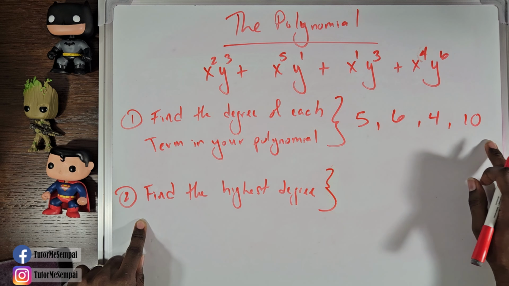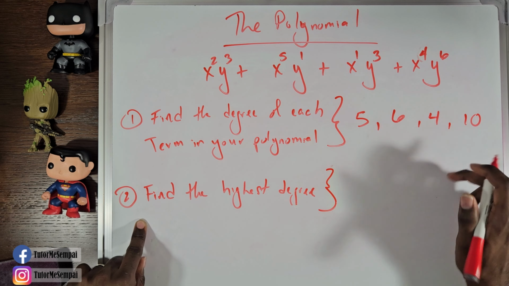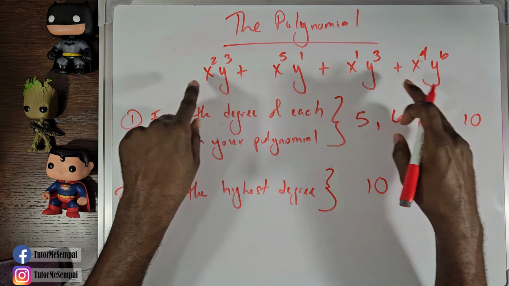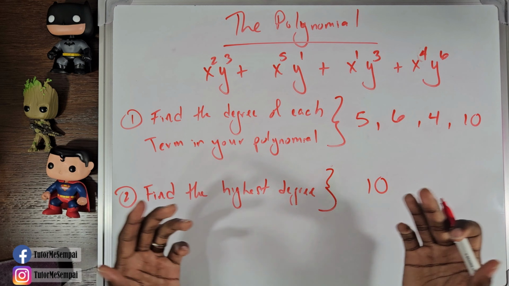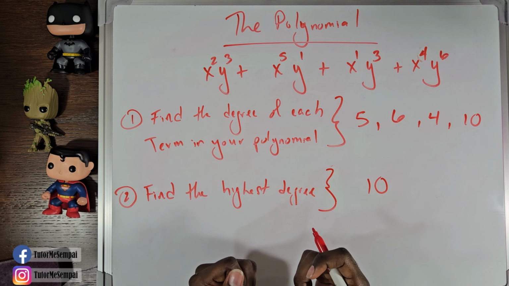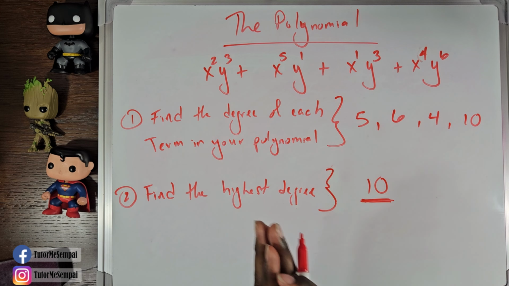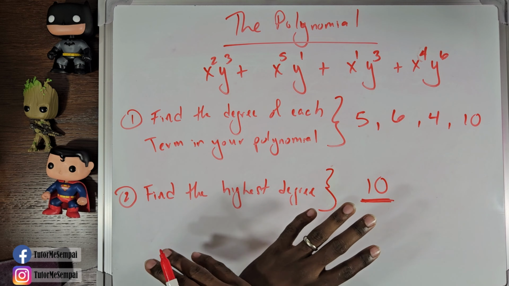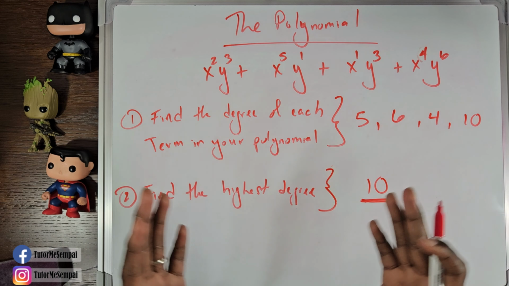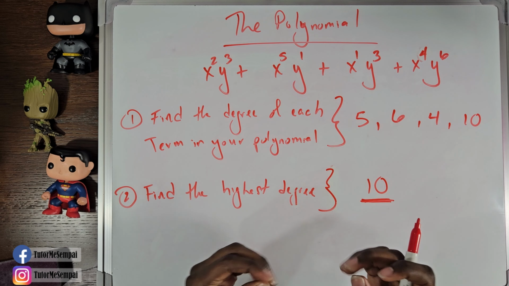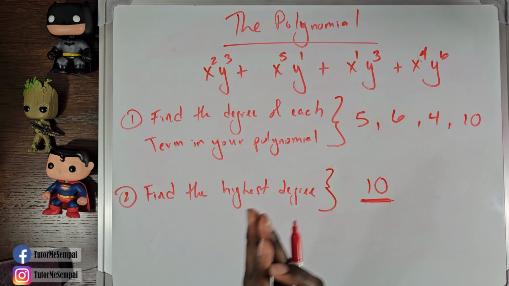Which one's going to be the highest? 10. 10 is going to be our highest degree. So when we're looking at a polynomial like this, we would say the degree of this polynomial is going to be 10. It's a very simple two-step process. First, find the degree of every term in your polynomial, then pick out the highest one. That's going to be the degree of your entire polynomial.